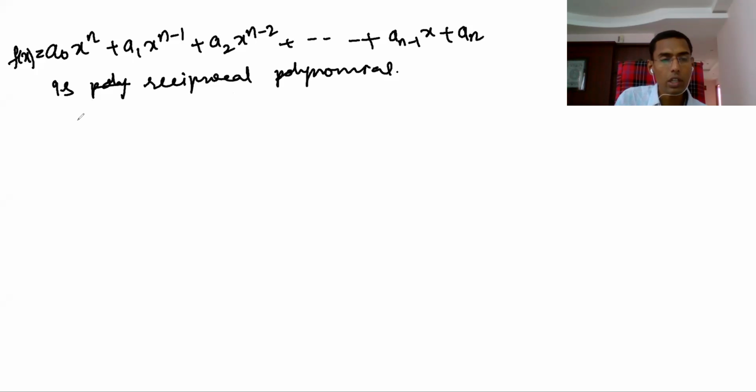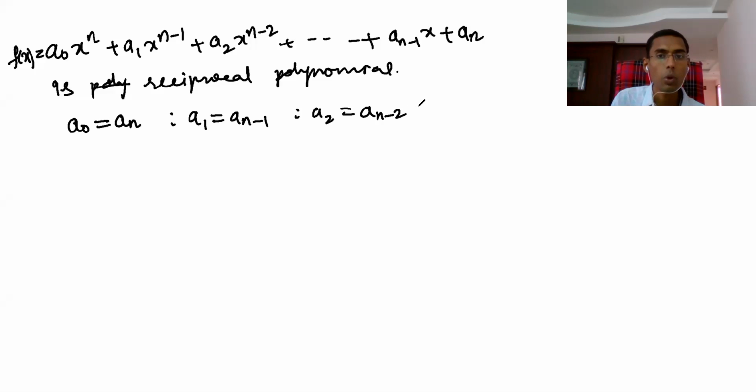So then what is the condition? a naught should be equal to an, and a1 should be equal to an minus 1, and a2 should be equal to an minus 2. Hope you understand. That means the coefficients equidistant from the beginning and the end are equal. If you write all the terms, and some x power n minus 1 term is not there, you must write 0 there. So 0 into that term you should write, then you have to check whether they are equal or not. If this condition is true, then we say this is a reciprocal polynomial.